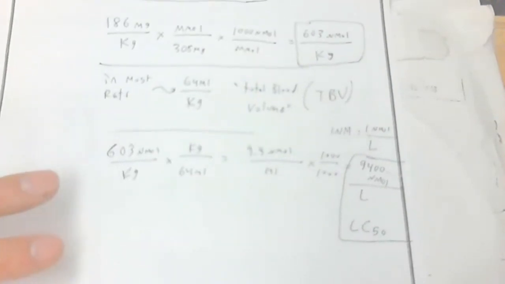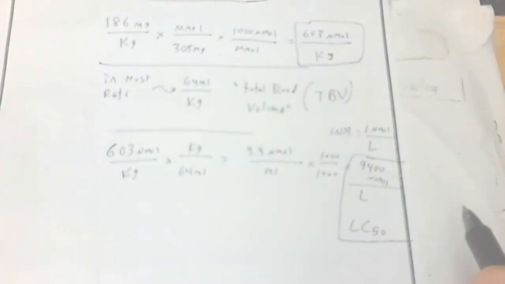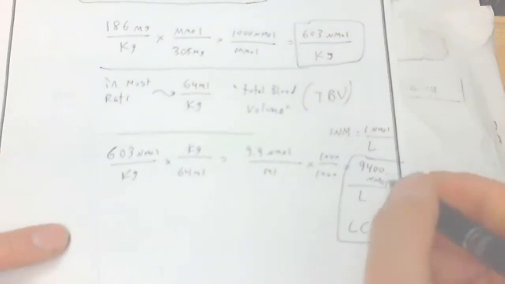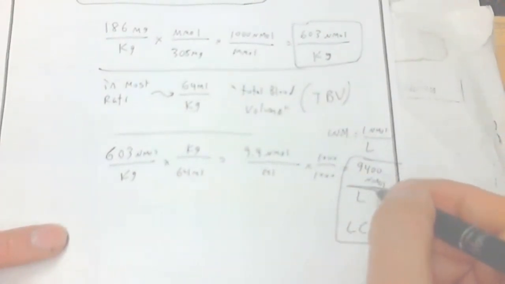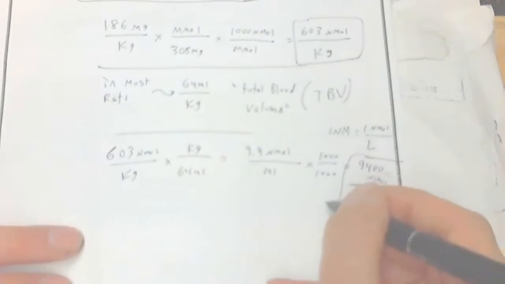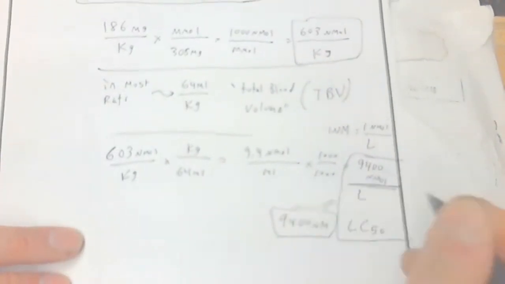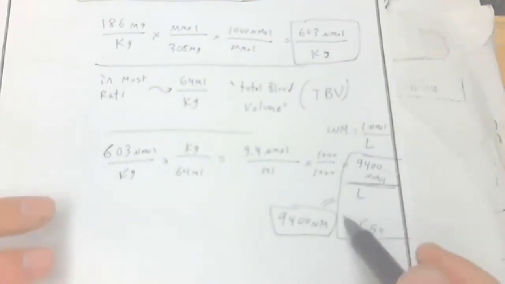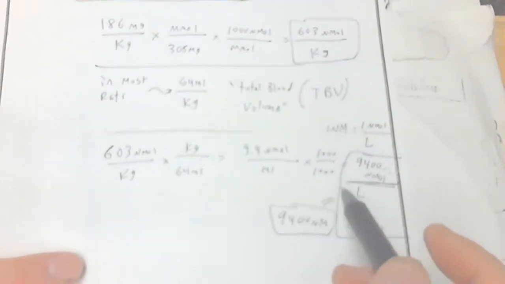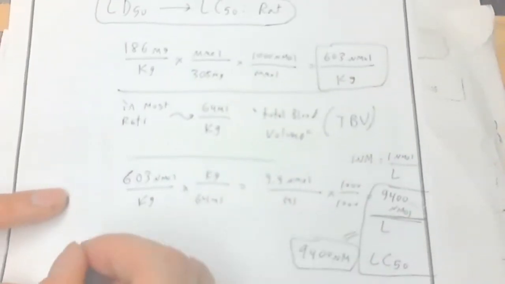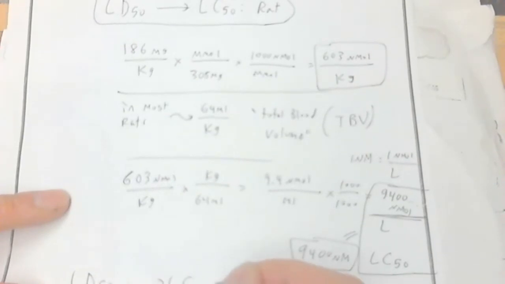Okay. Good. Now we basically can do the same thing for a mouse. There's 9,400 micromoles per liter, which is basically saying that's equal to 9,400 micromole. Okay. All right. So now we're going to do the same thing for a mouse using the same kind of measure. The only difference is we need a different total blood volume. Okay, so let's do that. So now we're going to do LD50 to LC50 for a mouse.